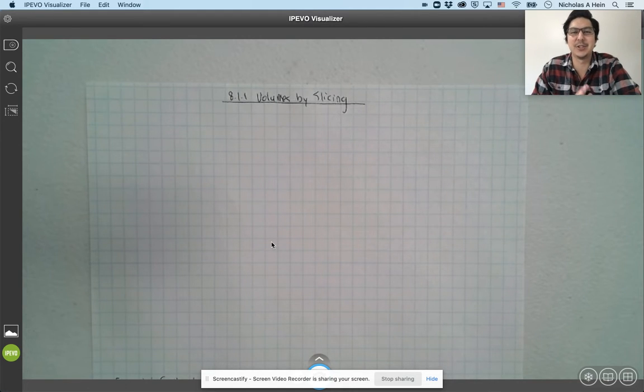Can you believe it is chapter 8, our final chapter of calculus? And you've done great all year long, just a little bit more, and then you will be done with this class. So, what is this chapter about? This chapter is going to be talking about volume, and this lesson is talking about volumes by slicing.